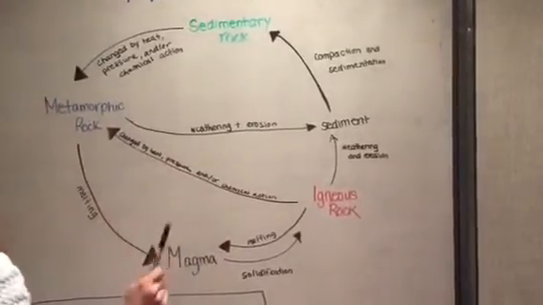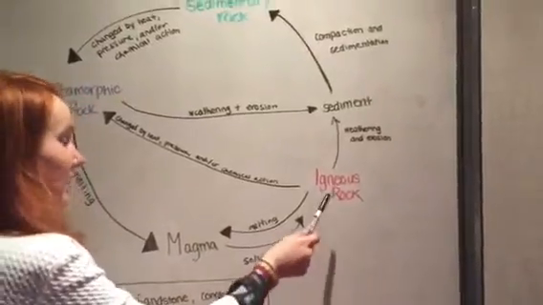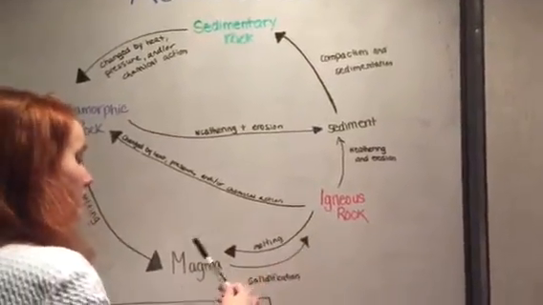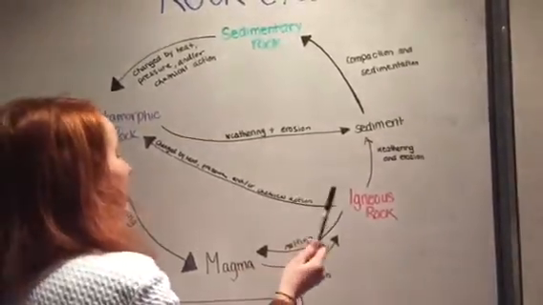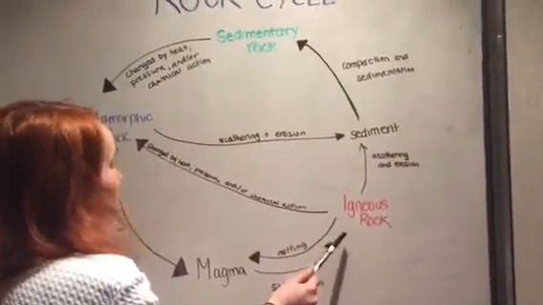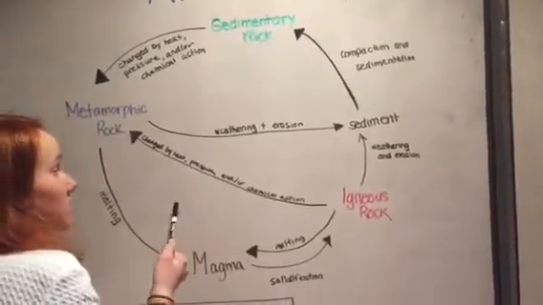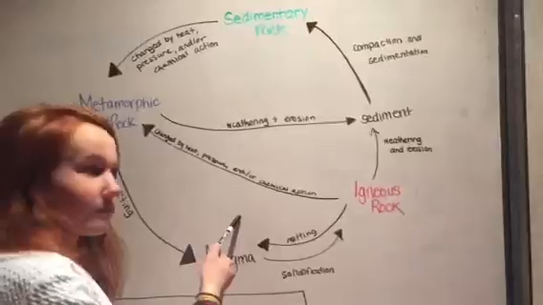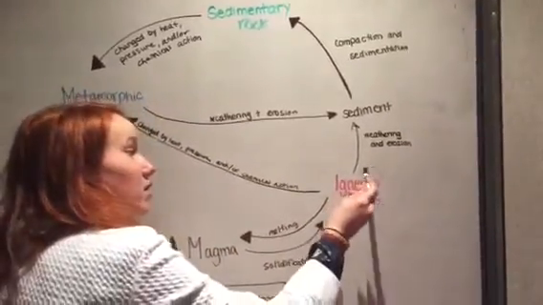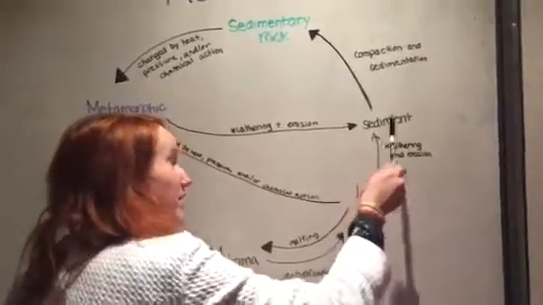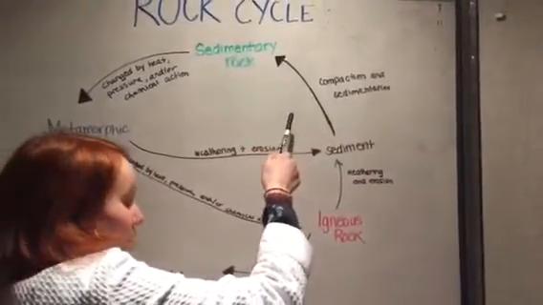Then we have magma, which can be solidified into igneous rock. Then from igneous rock, you can transform it back into magma by melting. Igneous rock can also be transformed back into metamorphic rock by, again, heat, pressure, and or chemical action. Then the igneous rock can be transformed into sediment through weathering and erosion, which can then be transformed into sedimentary rock through compaction and sedimentation.